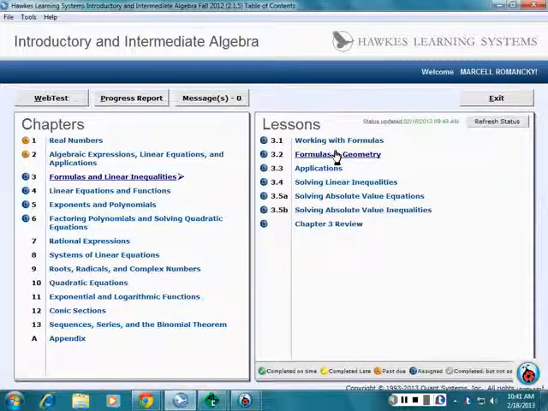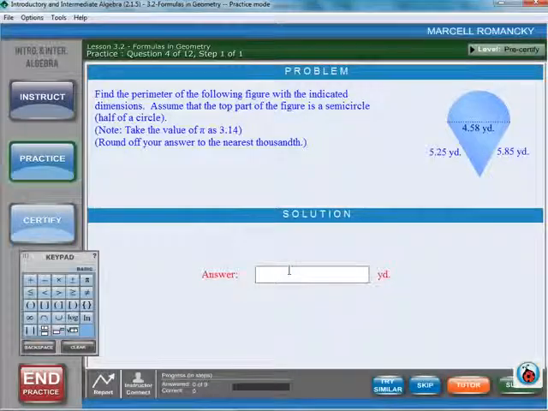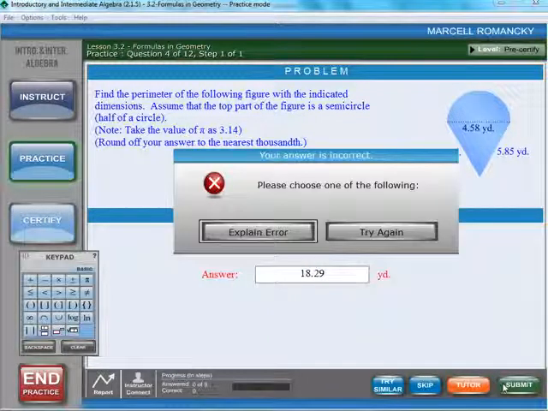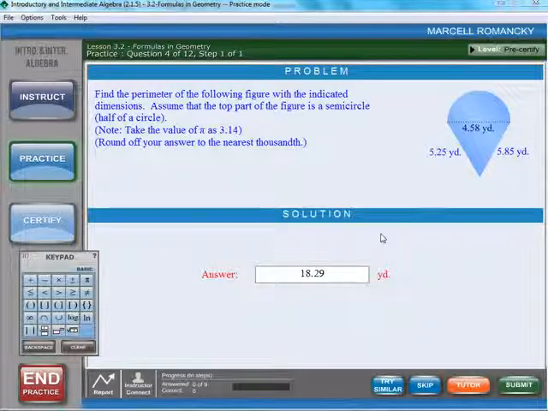And we'll put it in here as an answer and see if they like it. 18.29. And see if we get it right. Ooh, error. Uh-oh. Try again. Go back and check our pieces here.